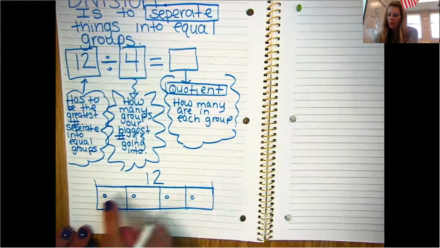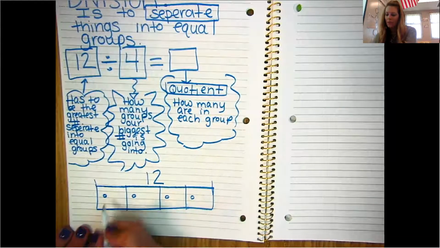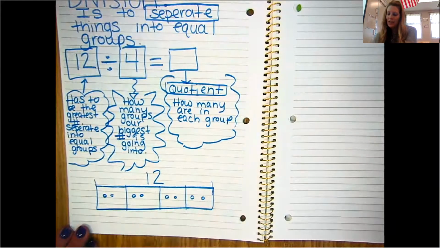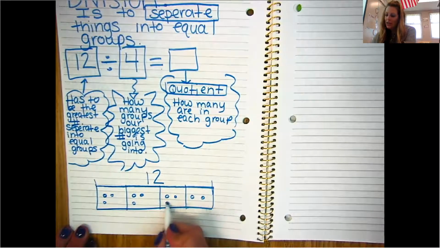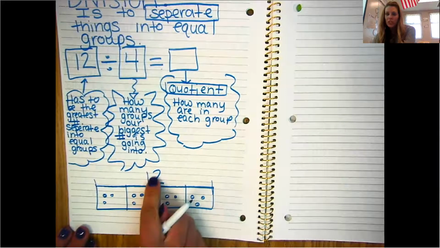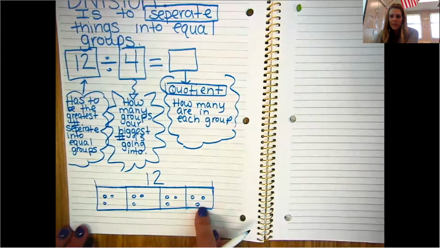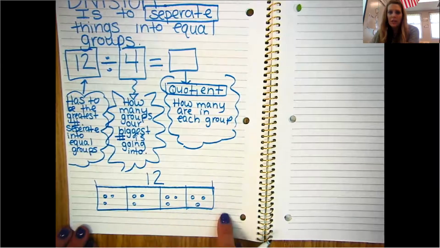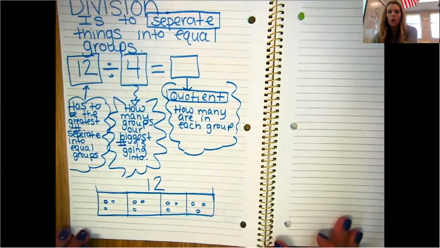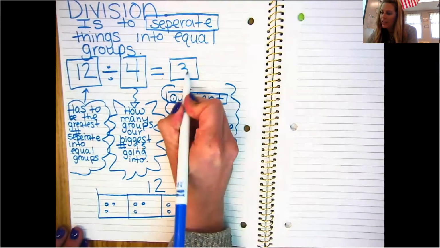So count with me. Right now we have 1, 2, 3, 4. Let's keep dividing them. 5, 6, 7, 8. 9, 10, 11, 12. We're at 12. So we just equally divided 12 monkeys to our 4 friends. How many are in each group? What is the answer to our division problem, or the quotient? It is 3.